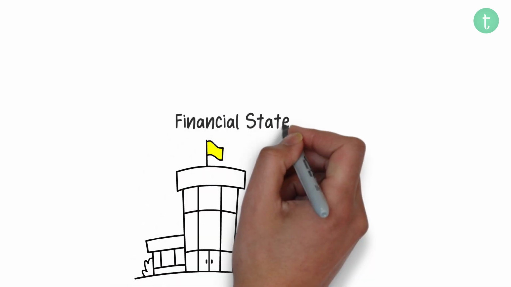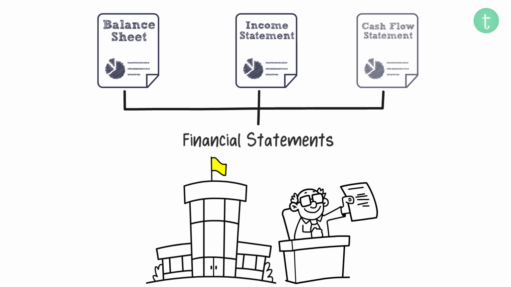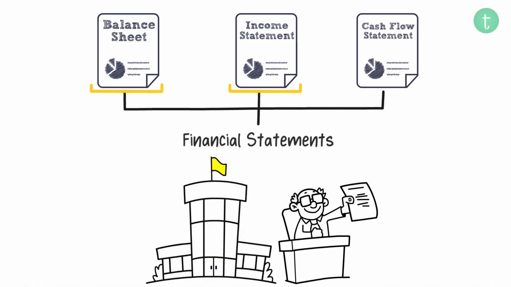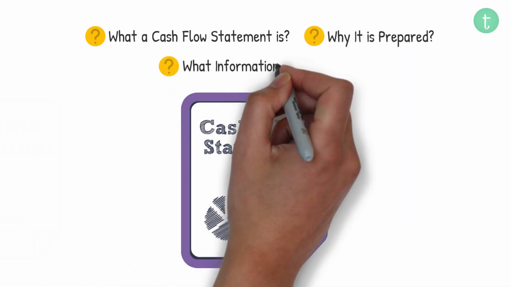Companies create three types of financial statements to show their performance: the balance sheet, income statement, and cash flow statement. We have already learned about the balance sheet and income statement in our previous videos, and in this video, we will learn about the cash flow statement. We will understand what a cash flow statement is, why it is prepared, and what information it contains.